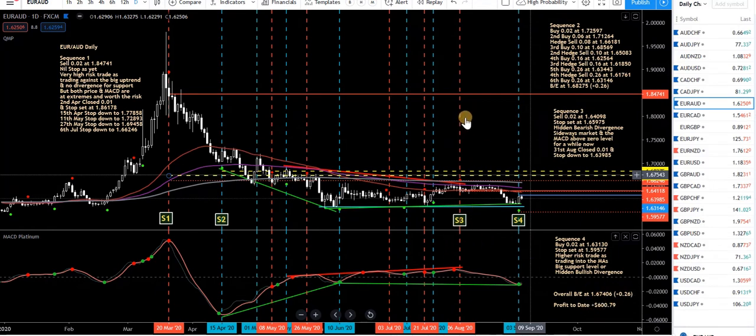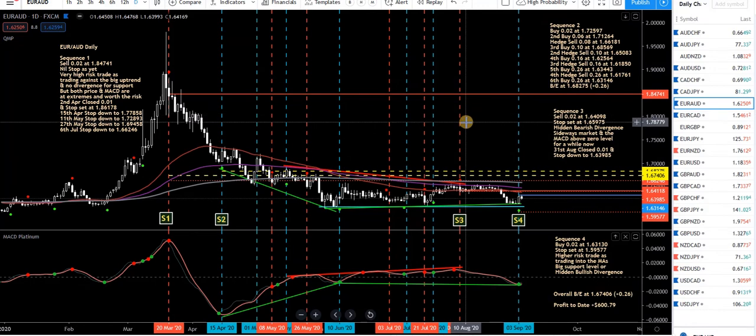Now all these trades are recorded on a shared spreadsheet. Everyone's got access to those shared spreadsheets, a Google Drive sheet. There'll be a link to that in the description of the video, so everyone's got access to both the daily charts, and I do the 12-hour high probability charts too.